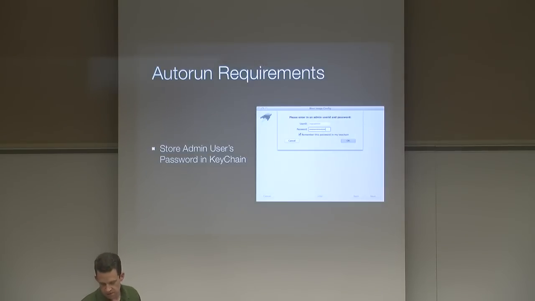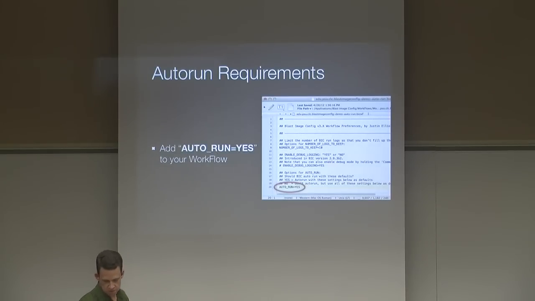Okay. And auto run requirements. Talked about this. Stores the admin password in the keychain so that it can read it, decrypt the firmware password database file, and auto run with sudo rights. There's a key in the workflow that you select. If it's selected and it's set auto run equals yes to the workflow, auto run runs. You can also say default run button. You can also say pause on restore, multiple sanity checks built in.